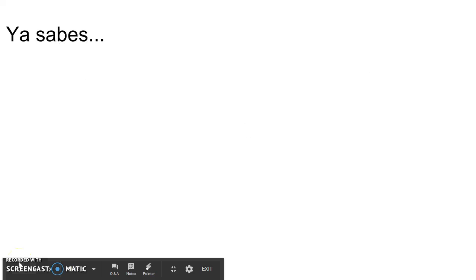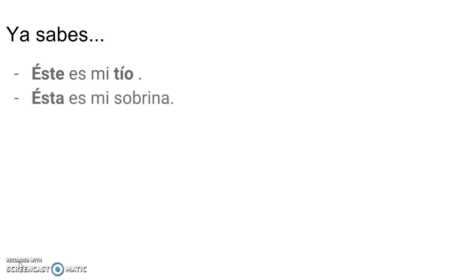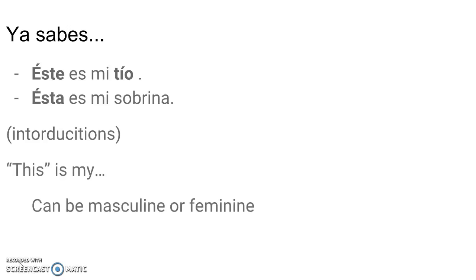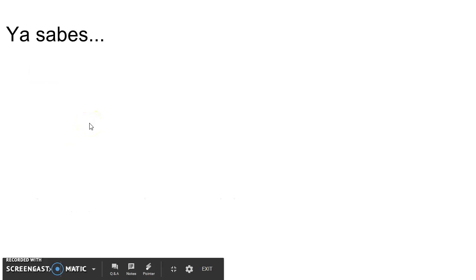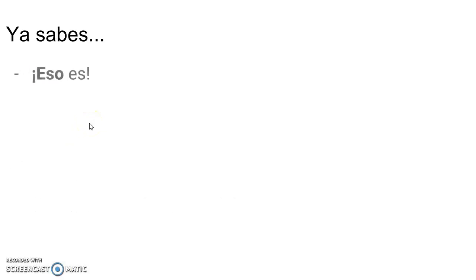All right, you can remember what demonstratives are because it's basically based off the word demonstrate. So you should be essentially pointing to something when you are using these words. Here's some examples of things we've already seen. Este es mi tío, esta es mi sobrina. Right, when you're introducing someone, this is my tío, this is my niece. Right, we can see the difference here, masculine and feminine. We've gone over this already this year. All right, another example. Eso es, which literally means that's it.